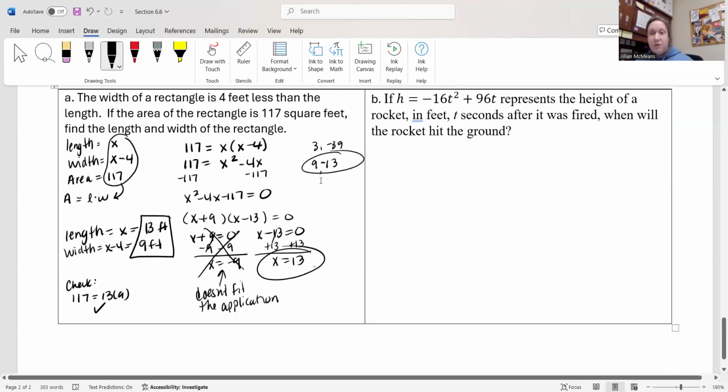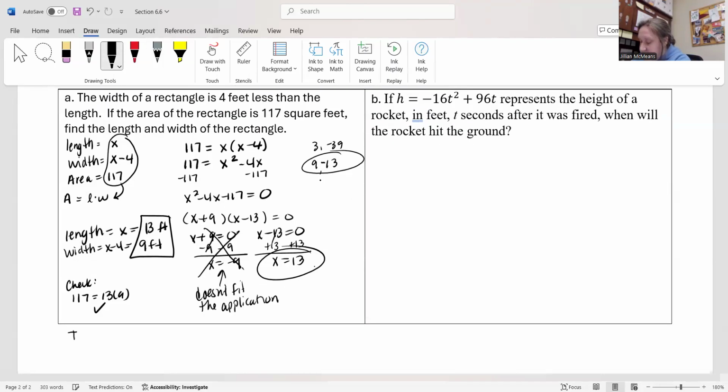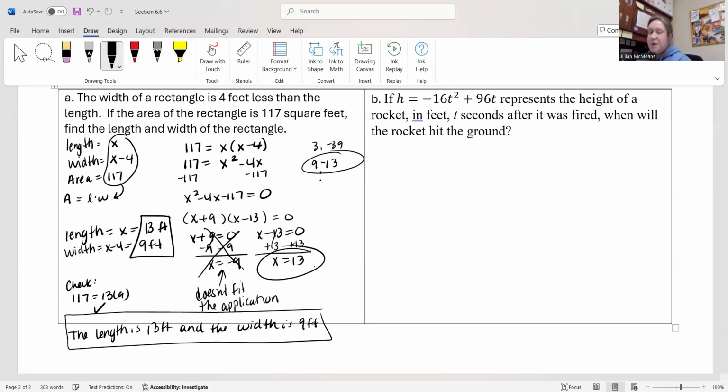So generally speaking, when you're dealing with an application, you want to describe your answer, and I didn't set this up nicely where I had a lot of room, but I would want to say something like the length is 13 feet, and the width is 9 feet. When you're dealing with an application problem, you need to make sure that your answer is very clear, especially with the way I set this one up. I didn't plan this one out ahead very well, so I was kind of bouncing all over this little square, and it can make it hard for your reader to find your answer. So make sure you have your answer written out with a nice description very clearly for your reader. Okay?